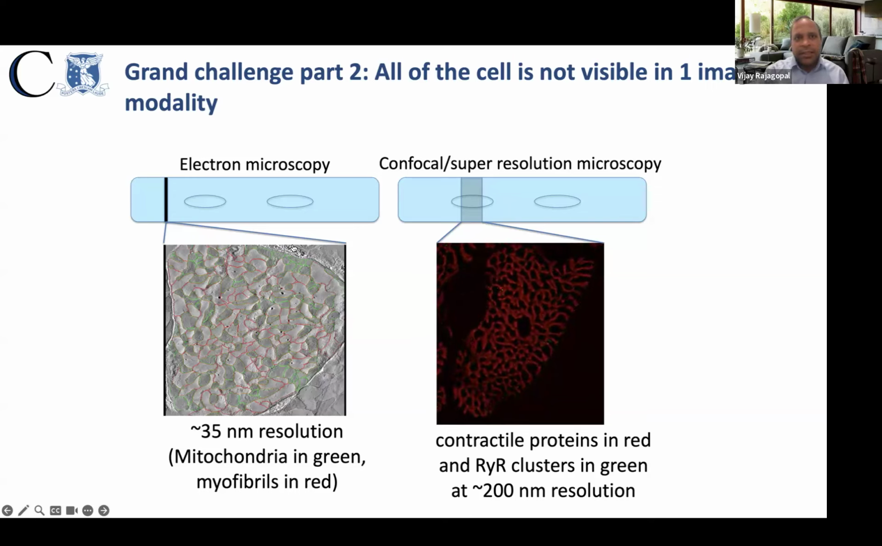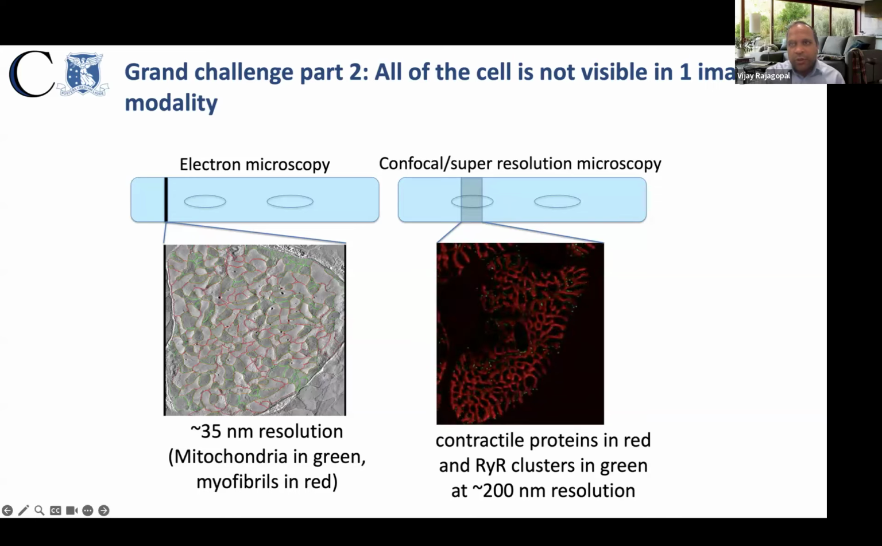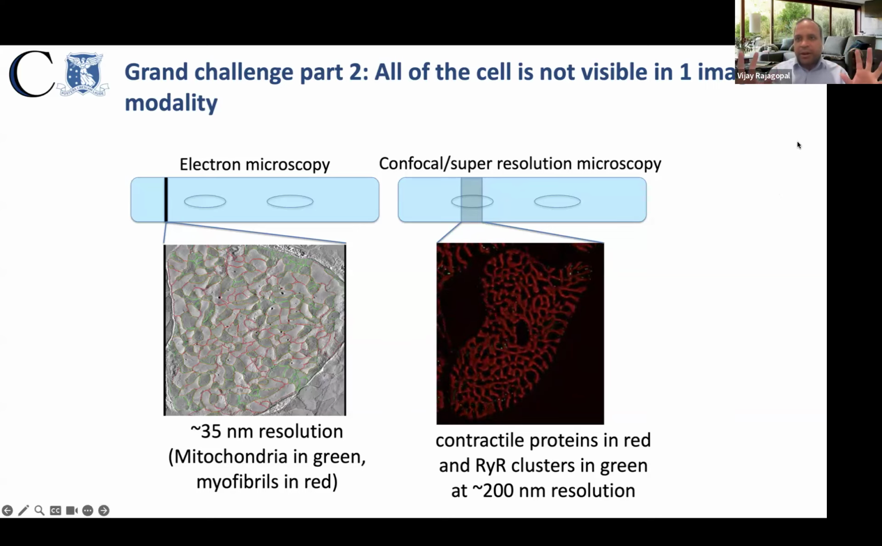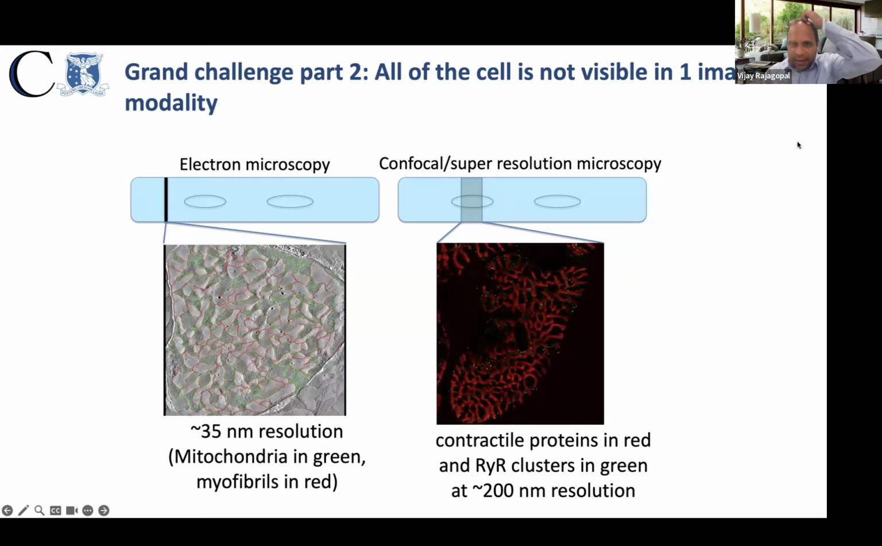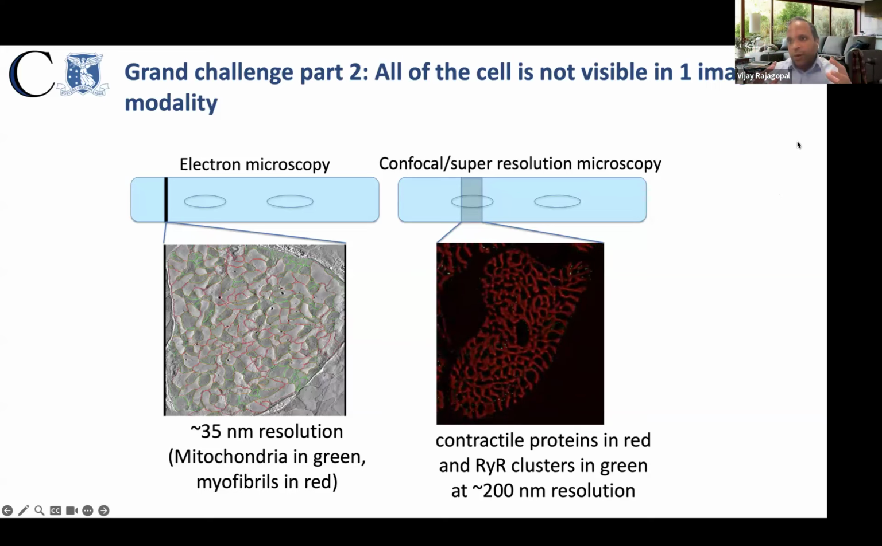So here, this is looking at Grand Challenge 2, Part 2. How do you integrate two different types of data of a cell, and it's not even from the same cell? What we did here is we actually took statistical techniques to address this problem.